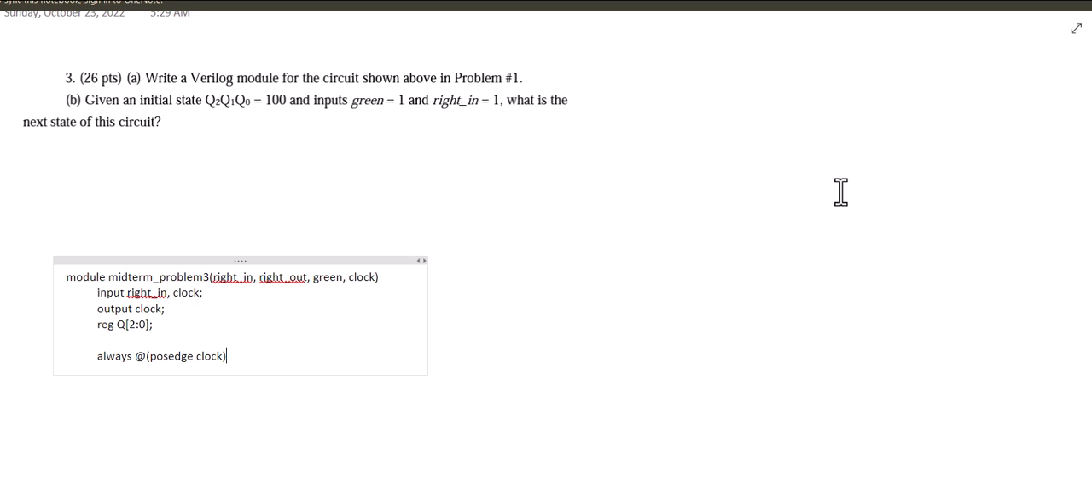Okay, no semicolon there. Now we have a condition: we're going to do one thing if green is 1, and another thing if green is 0. So we can say if green equals 1, or you can also just say if green, and that's the same thing. By the way, the only thing we're going to have in our always block is an if and an else, so we don't need a begin and end. If we had more things in our always block, we would. But for our if, we actually need a begin, because we're going to have several things here.